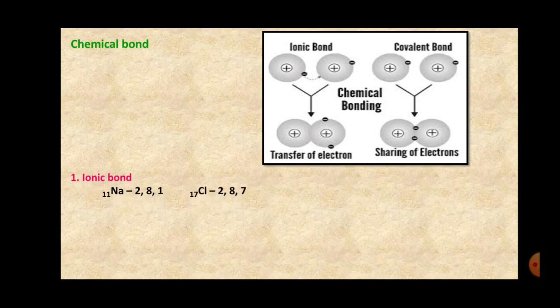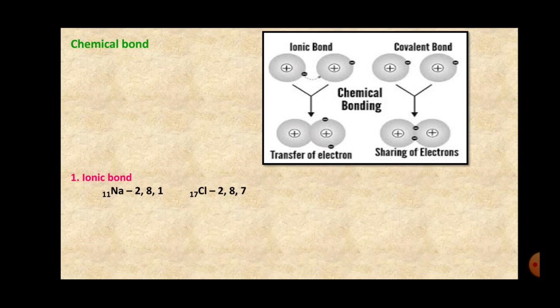Now we will start with the ionic bond. The chemical bonds are of 2 types. First is ionic bond and the second one is covalent bond. You can see the picture on the screen, the ionic bond and covalent bond. I will explain it to you: what is the difference between the ionic bond and the covalent bond? First we will start with the ionic bond. In ionic bond, first we will see how the compound sodium chloride is formed.